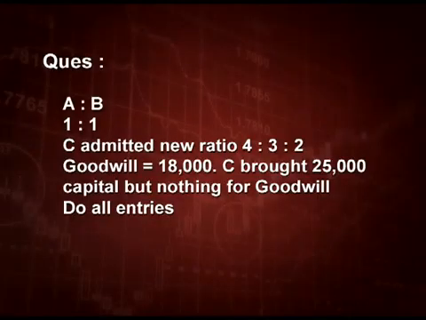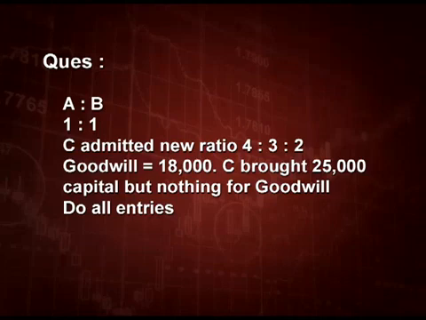What was the sacrificing ratio? Old ratio minus new ratio. Let us see, old ratio is 1/2 and new ratio is 4/9. For B it is 1/2 and new ratio is 3/9. But first of all calculate C share of goodwill.